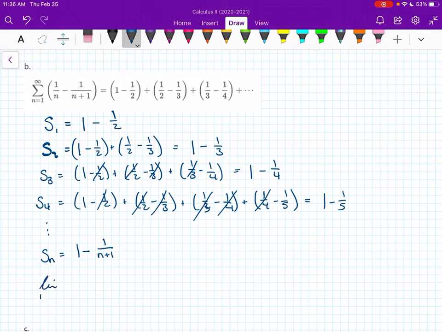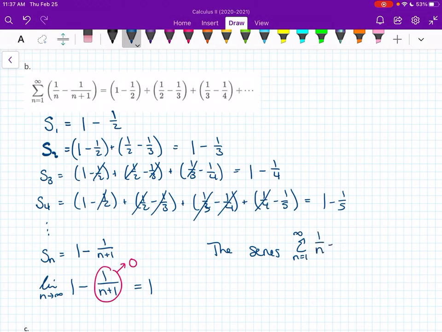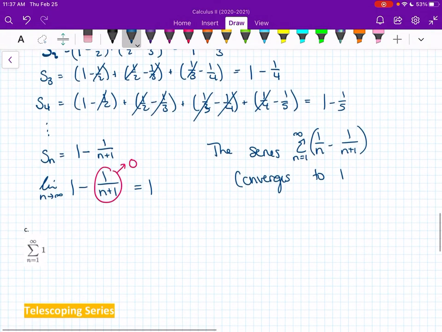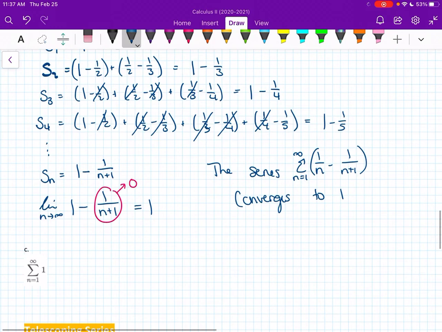So if I look at this, I want to take the limit as n goes to infinity of 1 minus 1 over n plus 1. And so then we have that this term right here is going to go to 0. So my sum is 1. So I would say that the series from n equals 1 to infinity of 1 over n minus 1 over n plus 1 converges to 1.